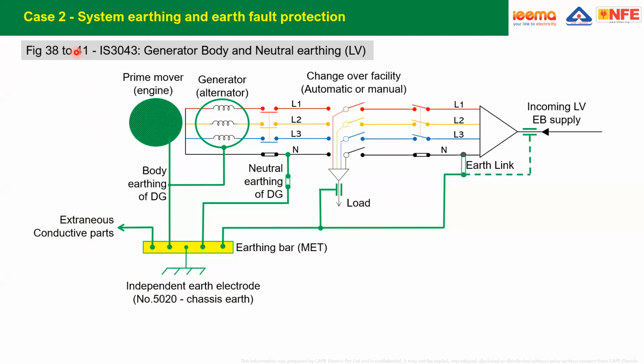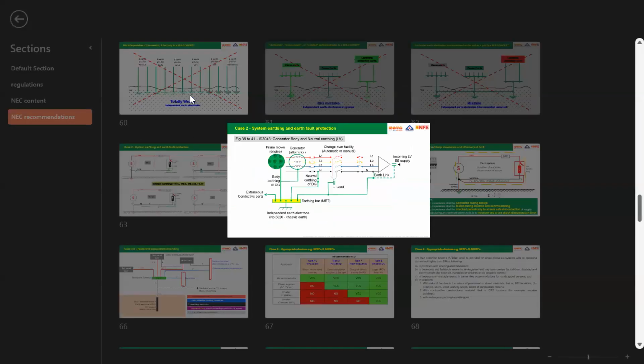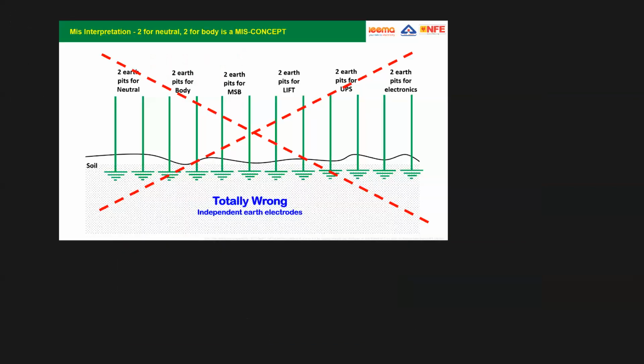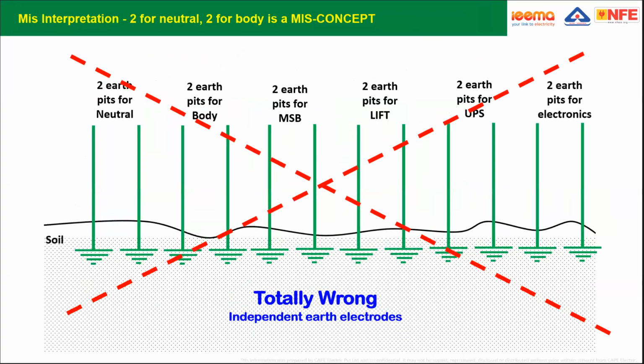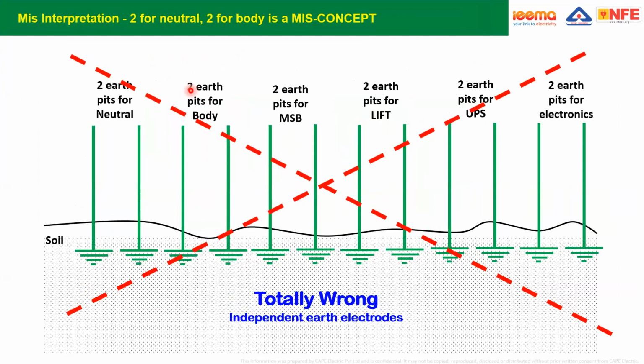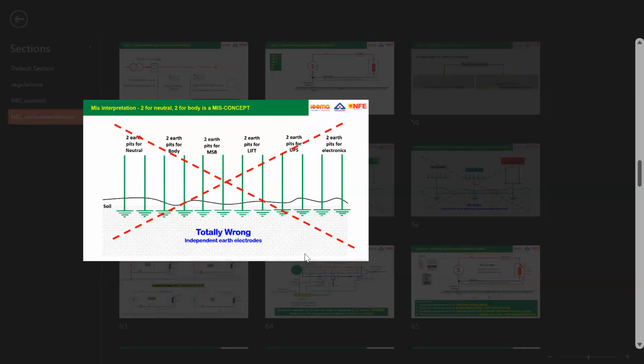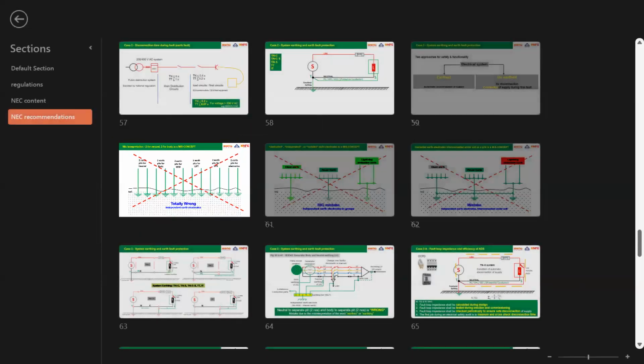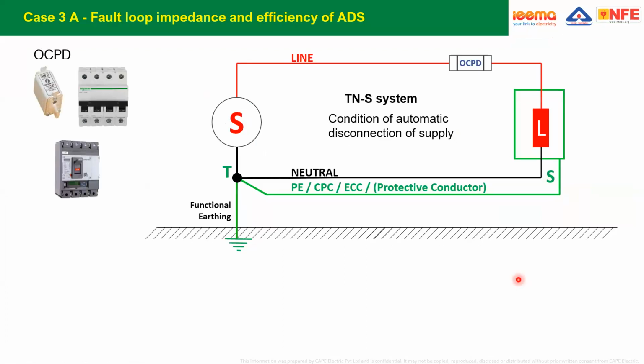So basically, neither IS 3043 nor the regulation, nowhere so far in India, is it written to follow this kind of earthing. But by misinterpretation, we were following a totally wrong system, which is being corrected right now. I hope my statements are clear. Now, regarding the fault loop impedance, you have a TNS system, and basically you have an MCB.